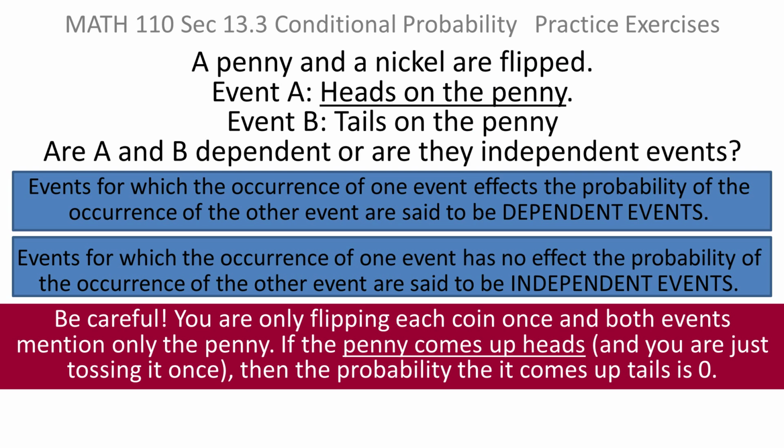So be really careful here. You're only flipping the coin once, and both events only mention the penny. If the penny comes up heads, say, and you're just tossing it once, the probability that it came up tails would be 0.